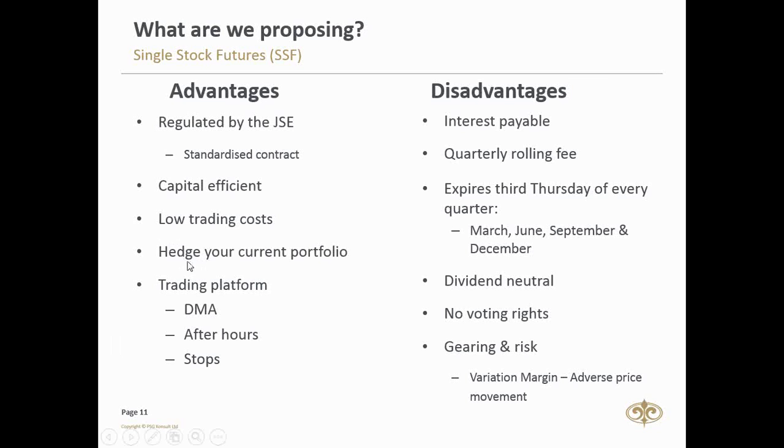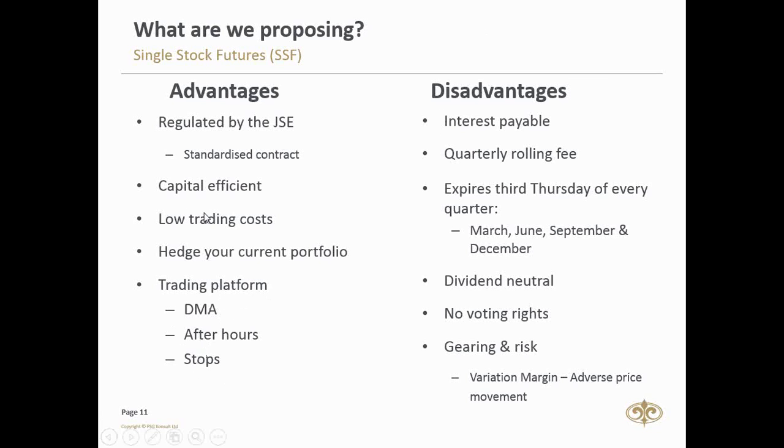And this is where I suggest you use single stock futures to hedge your portfolio, because there are no scrip lending fees involved. So it's a cheaper option. You can open a single stock futures account and a CFD account, and then move the funds between the two of them. Very similar to CFDs, you also have DMA. You can place your orders after hours, and you have stops in place.